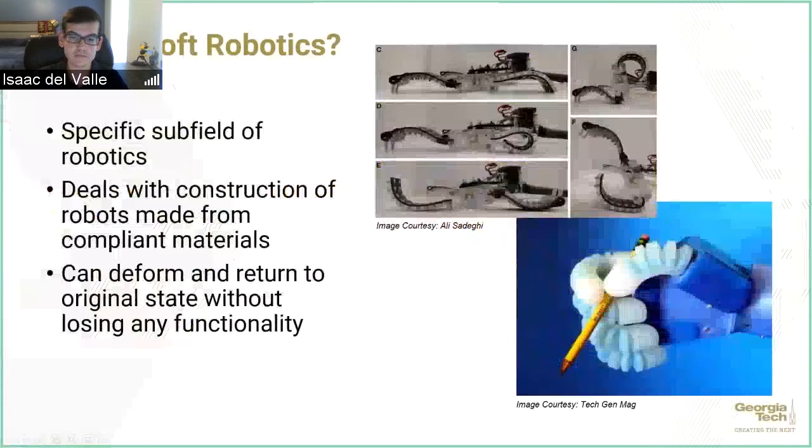So some background first. You may be thinking to yourself, what is soft robotics? Soft robotics is a specific subfield of robotics. The robots in this field are constructed from and make use of compliant materials so that they are able to deform. Not only are they able to deform, but they can return to their original state after deforming with no loss of functionality.